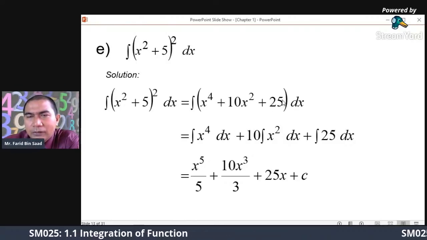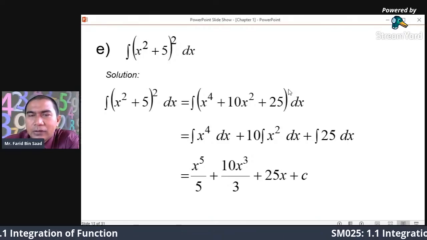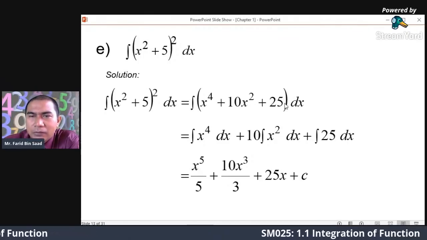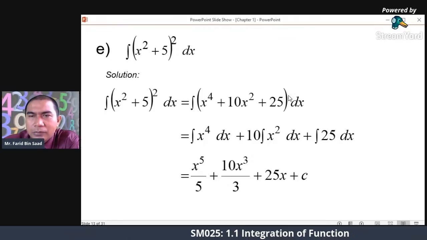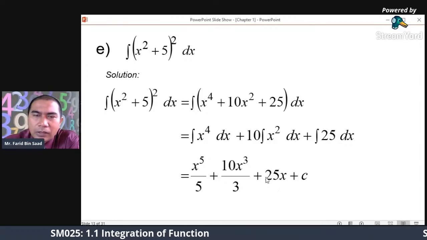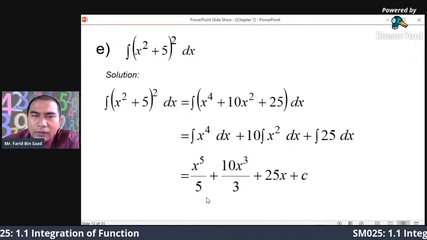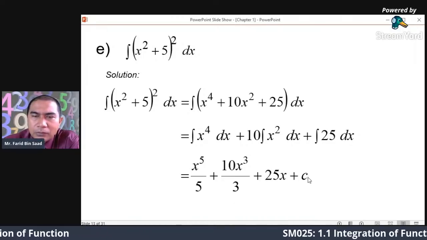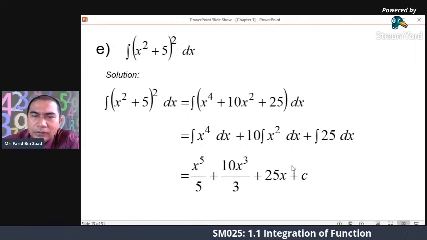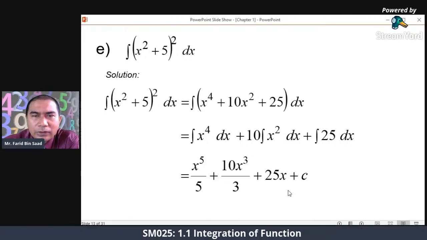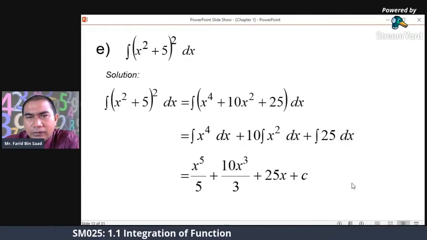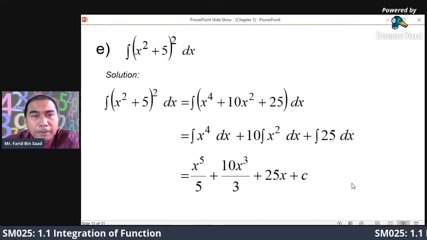25 what? 25 x power of 0 actually. 25x power of 0, that means 0 plus 1, so we get 1 divided by 1. So we get 25x. And then for the final answer, please don't forget to put plus C. Yeah, plus C, that means constant. Okay, next.